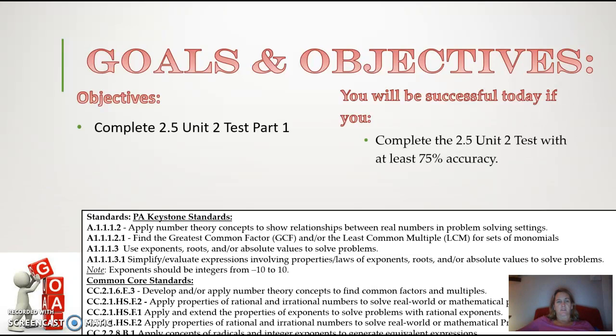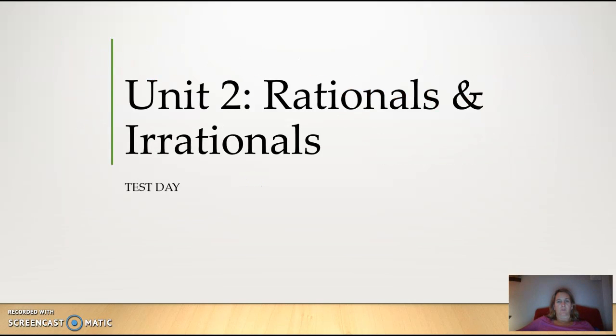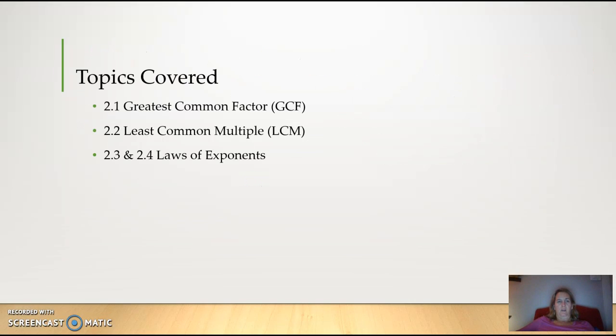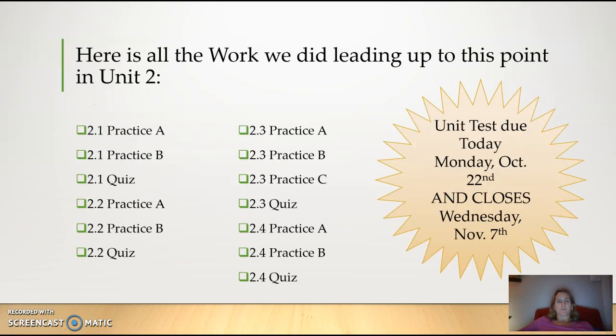So your goal and objective for today was to complete the unit test part 1. And this unit was rationals and irrational numbers. We covered greatest common factor, least common multiple, and laws of exponents, simplifying expressions. This was all the work leading up to the Unit 2 test. So 2.1 was greatest common factor. There's 2 practices and a quiz. Then there was the LCM, least common multiple, 2.2. There were 2 practices and a quiz. And then we did laws of exponents, and that was practices A, B, and C for lesson 2.3. And there was a 2.3 quiz.